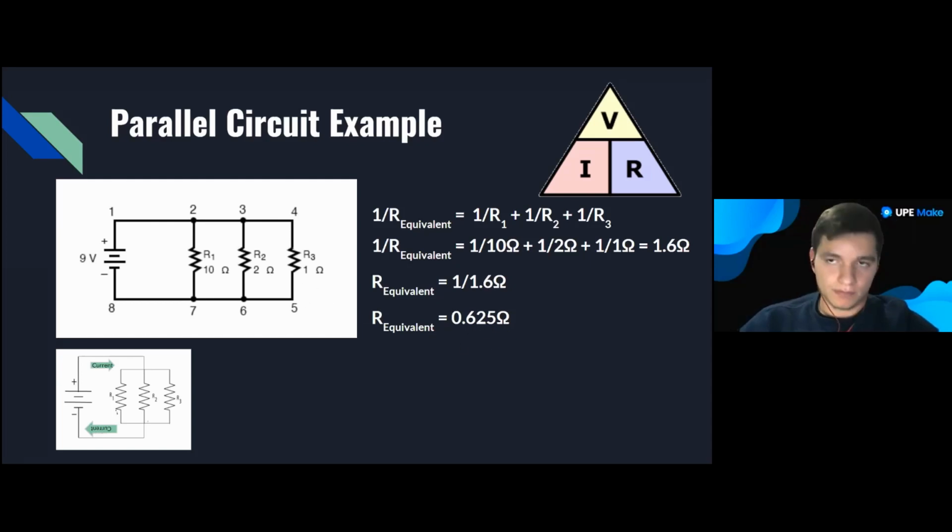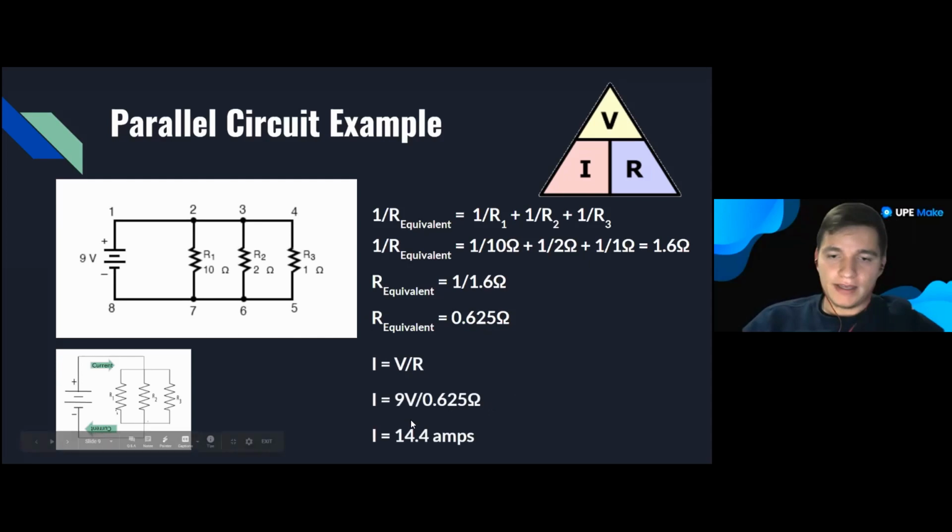So with that, we would get the voltage and divide it by the resistance that we have to get the current. And that would equal 14.4 amps throughout the whole circuit. With this value now, we already know that the voltage is going to be 9 volts for every single resistor because it's in parallel.